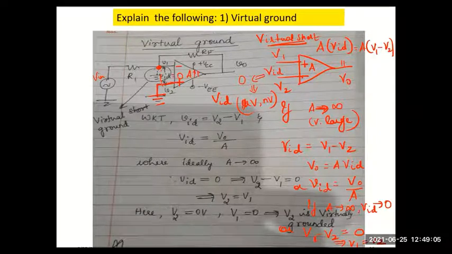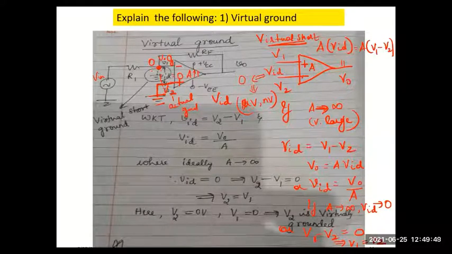We call it a virtual short because V1 will also be at almost 0 voltage when V2 is connected to 0 or the ground. Hence, this point at the inverting terminal, V1, is the virtual ground, okay, and V2 is the actual ground. Remember, V2, this point, is actually connected to the ground, whereas V1 appears at 0 potential, which is the same as this V2. Hence, V1 is the virtual ground. I hope this concept is clear to you. If you have any doubts regarding this, please ask.